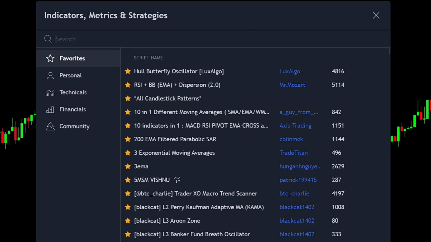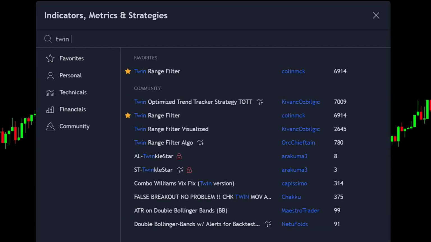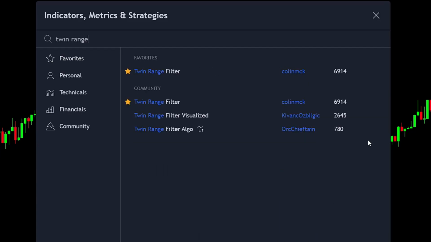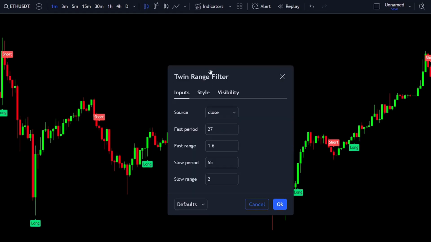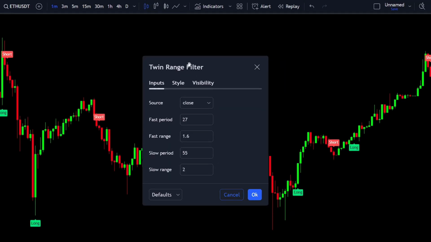Access the Indicators tab at the top of the page and search for our first indicator, the Twin Range Filter. Now that we've added the Twin Range Filter indicator to your chart, we'll customize the settings to align with our trading strategy.